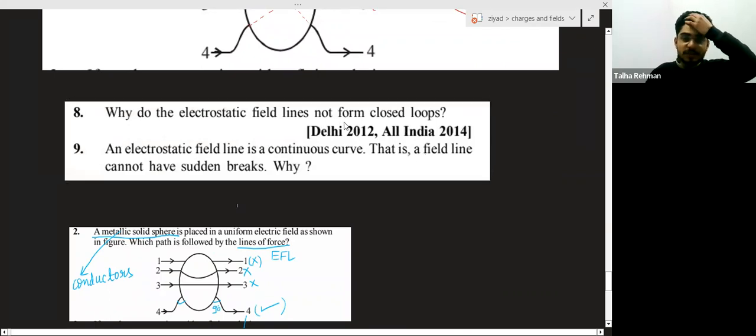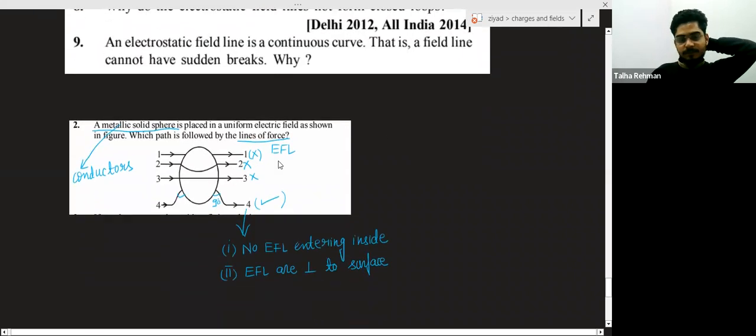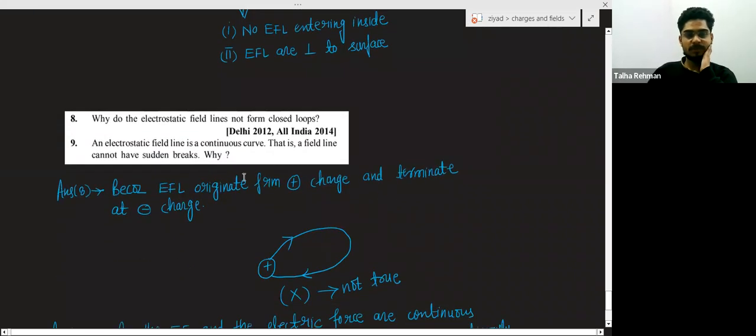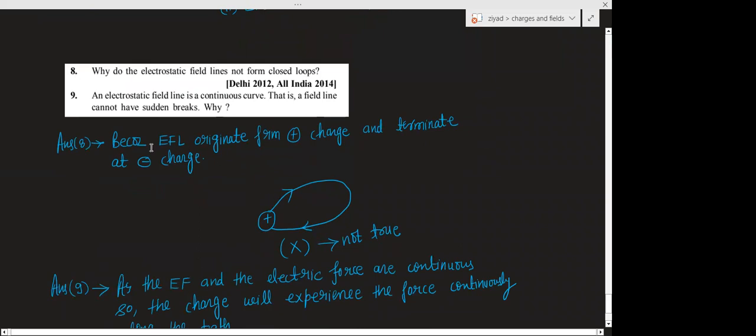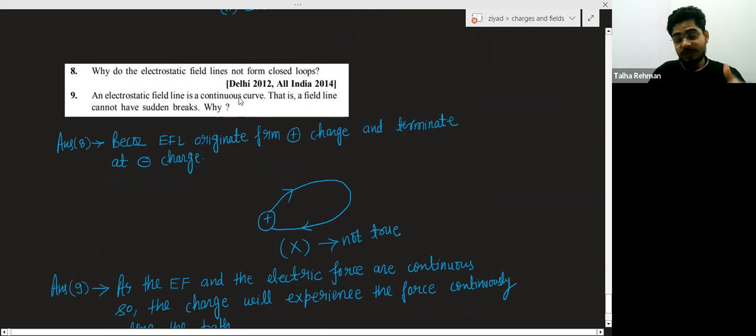Why do electric field lines not form closed loops? We just did it. These are questions that have already appeared in the exam. So first question: why do electrostatic field lines not form closed loops? I just told you, electric field lines originate from the positive charge and terminate at the negative charge. So this type of condition cannot form a closed loop.